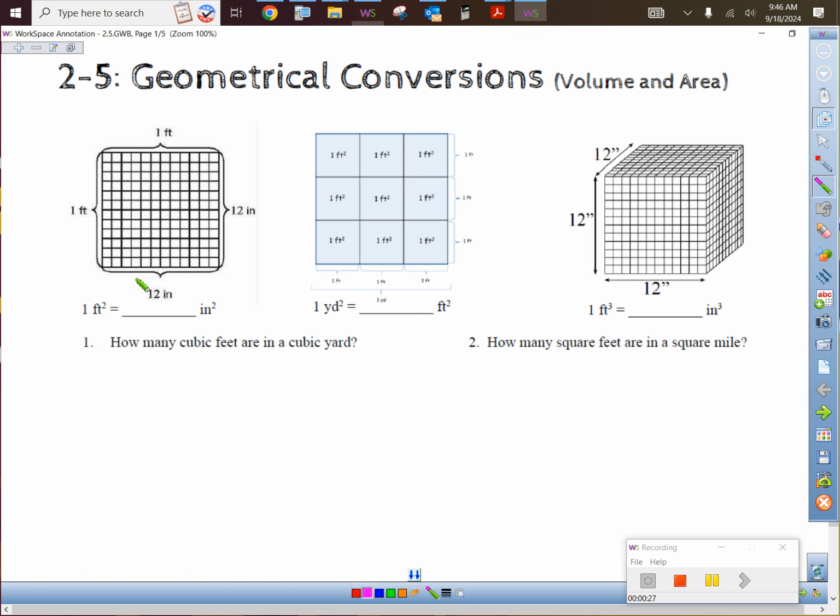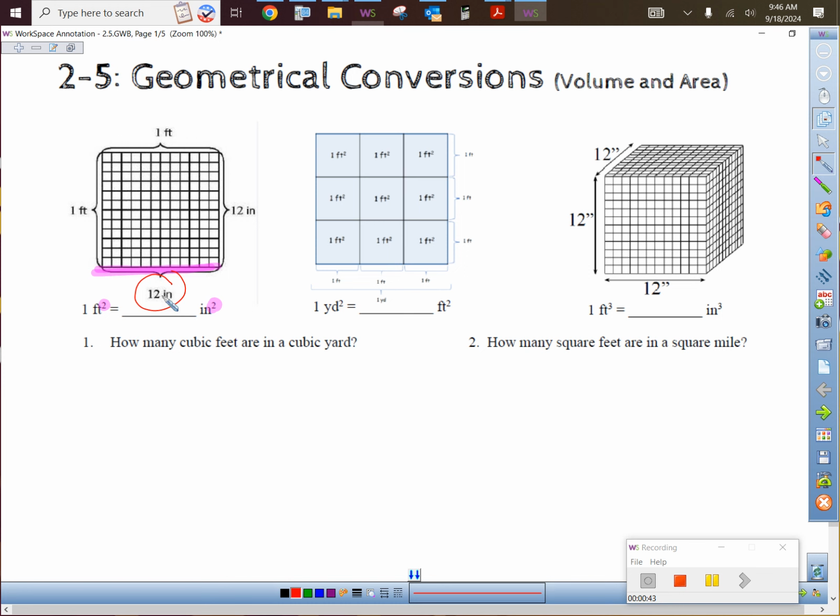So are you cool that this length right here in pink is 1 foot? But it's also 12 inches. Are you with me on that? 1 foot is 12 inches. When they ask how many square feet or how many square inches are in a square foot, all you have to do is take your basic conversion rate. There are 12 inches in a foot, and square it.